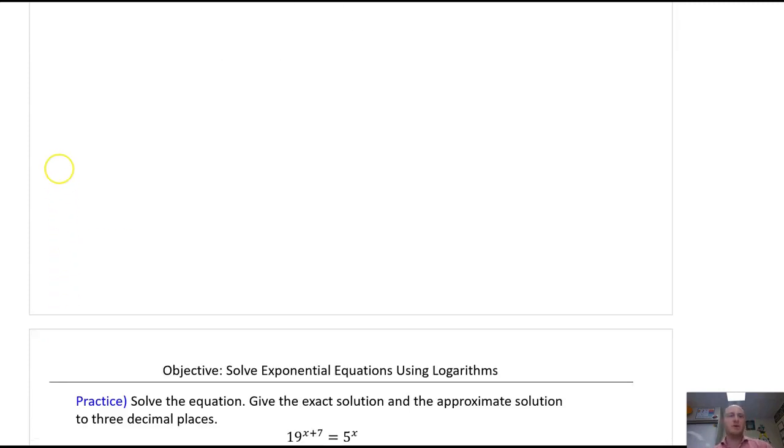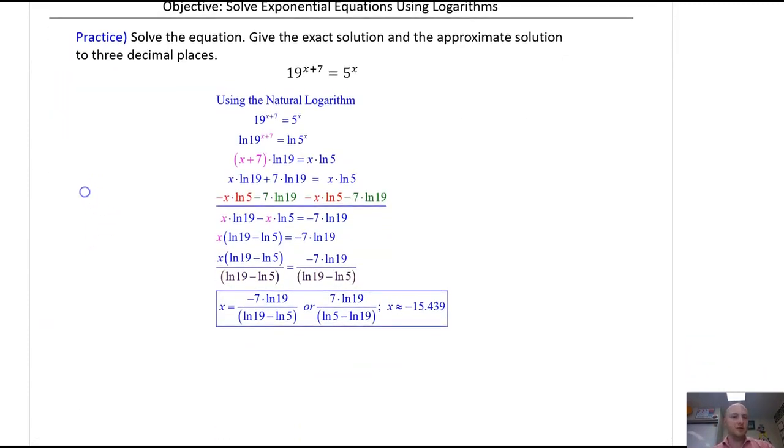All right, hopefully you tried this one. Here is the solution. So after you use a logarithm of each side, you can pull down your exponents. After you distribute the x plus 7 to the natural log of 19, you get x natural log of 19 plus 7 natural log of 19 is equal to x natural log of 5. Now it's just shuffle. I'm going to move all my x's over to the left, you know, the x natural log of 5, and I'll move the 7 natural log of 19 over to the right. And then I can factor out my x.